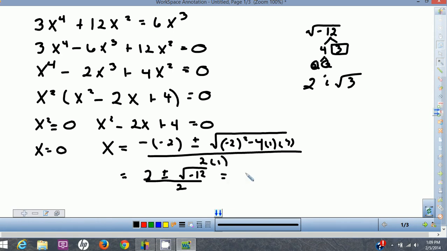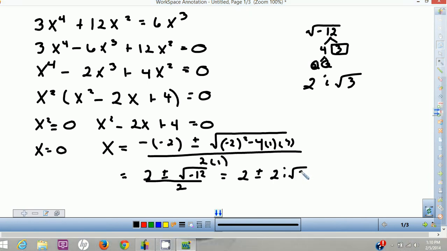So we can rewrite this as 2 plus or minus 2i square root of 3 all over 2. And I have a common factor of 2 in all of this, so I can divide that out. So this becomes 1 plus or minus i square root of 3.